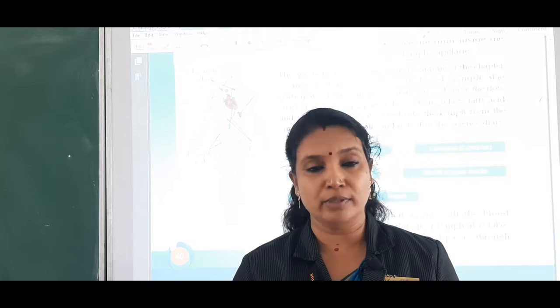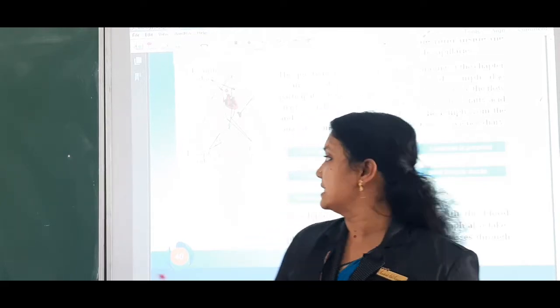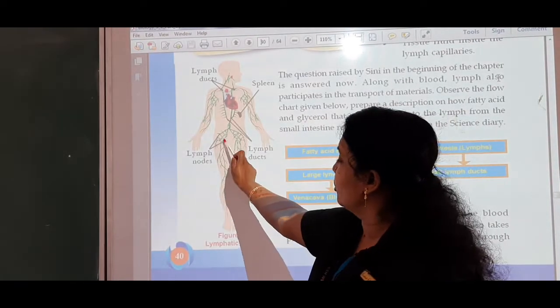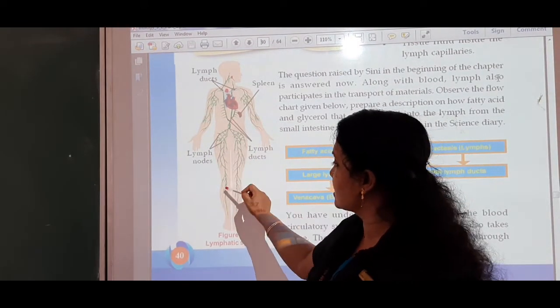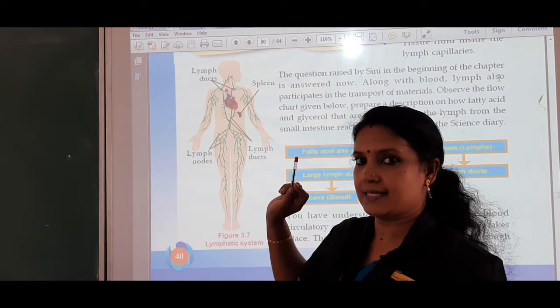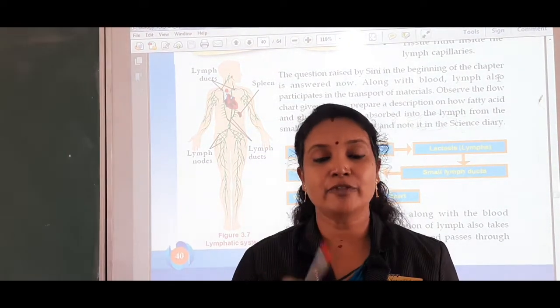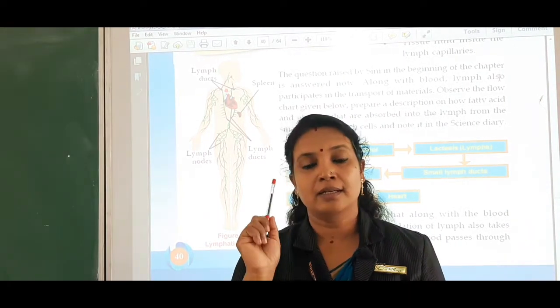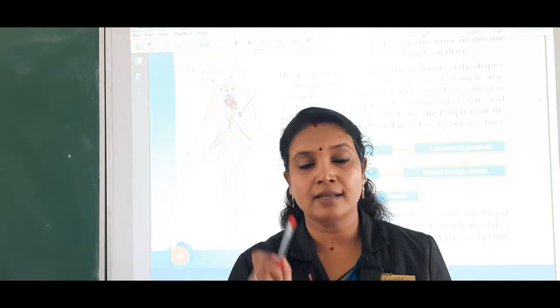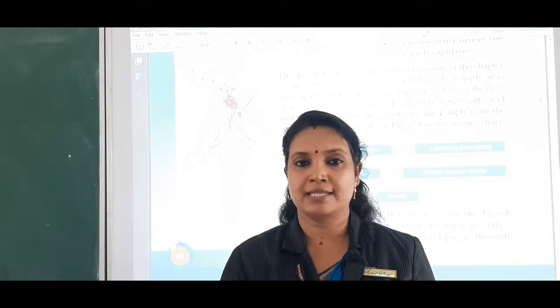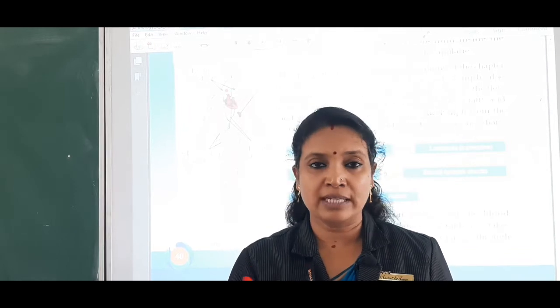to provide immunity, isn't it? So you can see here lymph nodes. At regular intervals you can see lymph nodes in the lymph ducts. Okay, these lymph nodes are the production centers of lymphocytes. Lymphocytes are a type of white blood cells. Okay, so you know that white blood cells provide immunity by fighting against the disease causing germs, right?